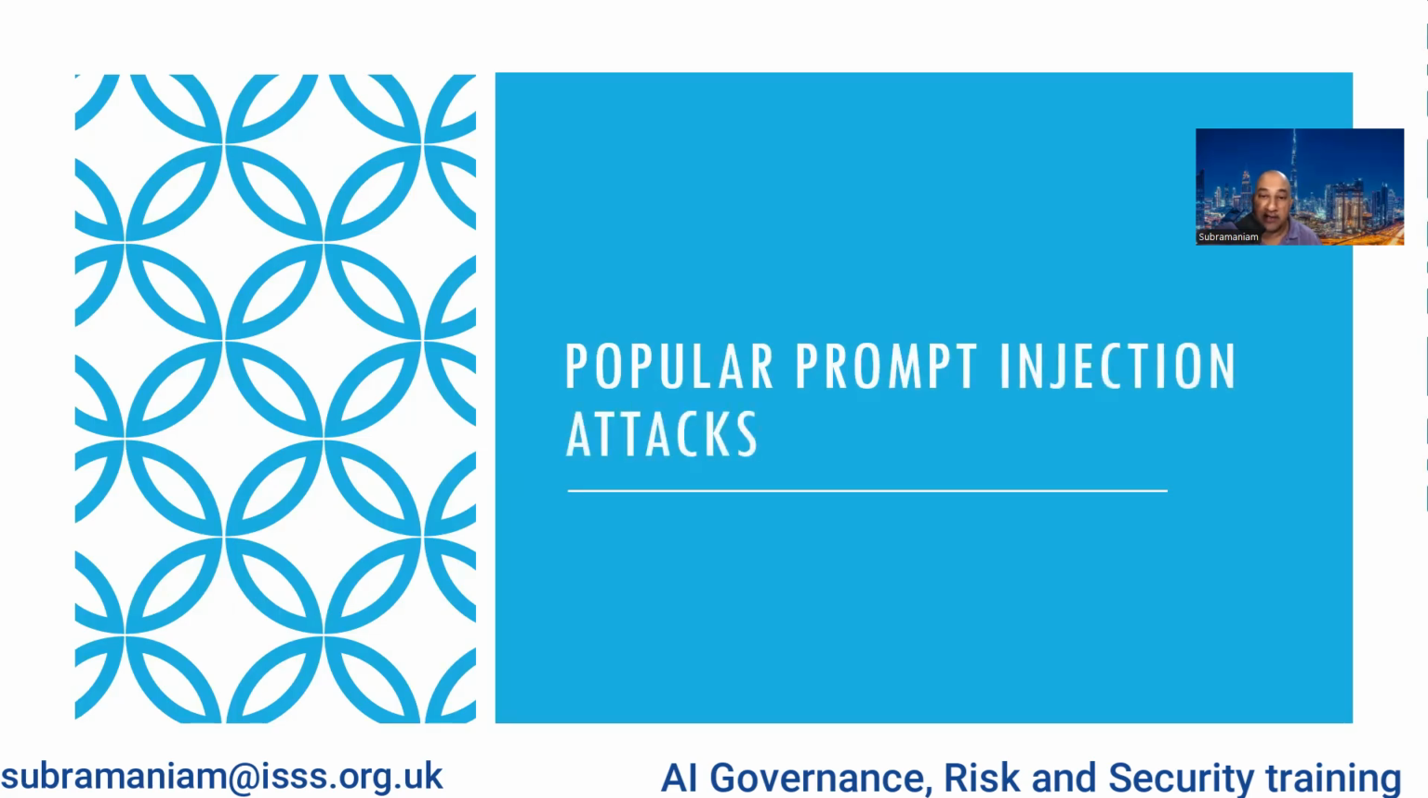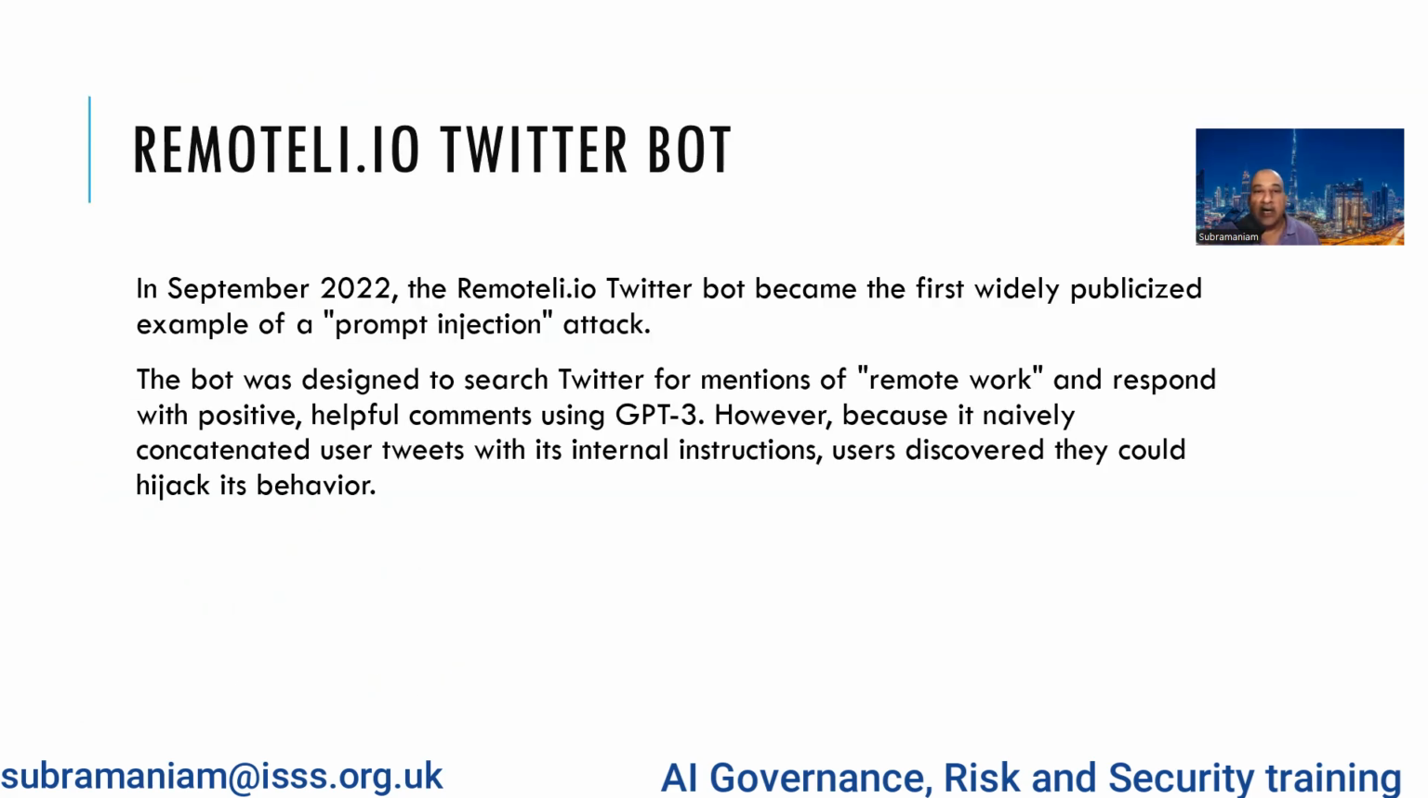Popular prompt injection attacks. First one, remoteli.io, the first known prompt injection attack in the world. This happened in September 2022. It became the first publicized example of prompt injection, designed to search Twitter for mentions of remote work and respond to the positive, helpful comments using GPT-3.